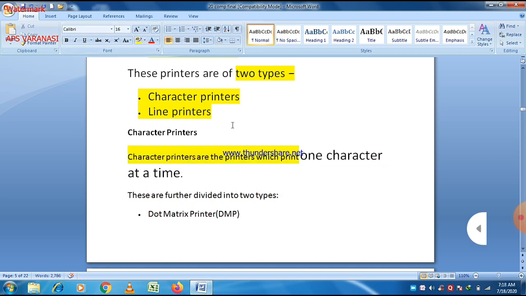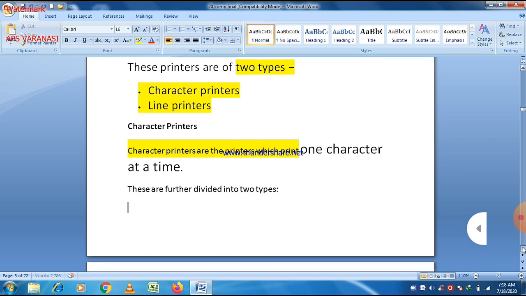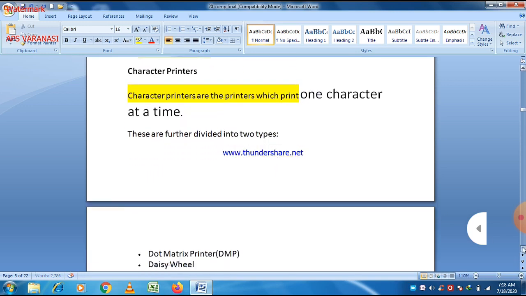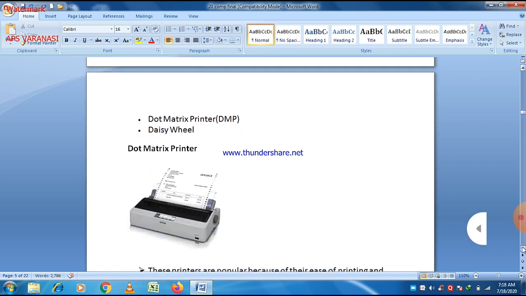Just draw the diagram. The basic categories are impact and non-impact. Impact is again divided into two basic categories: character and line printer. And character printer is again divided into two basic categories: dot matrix printers and daisy wheel.